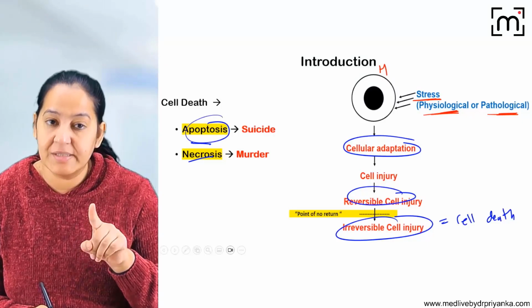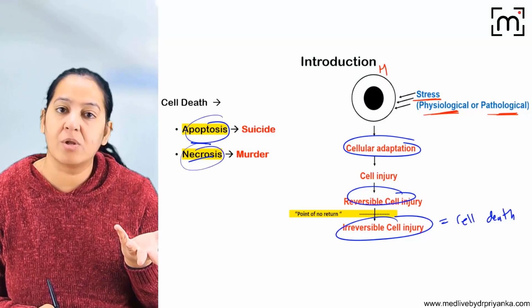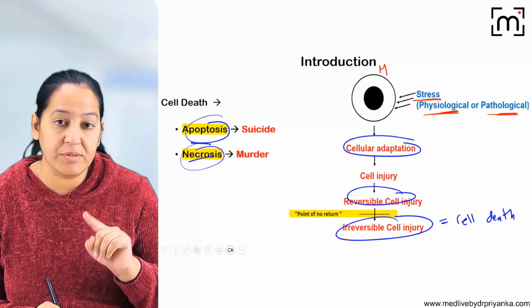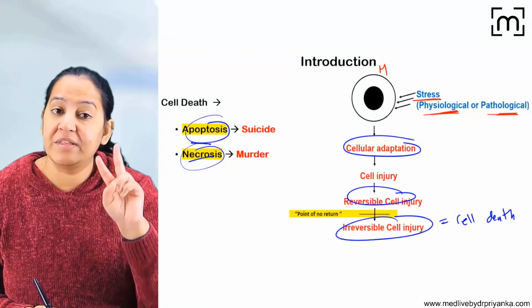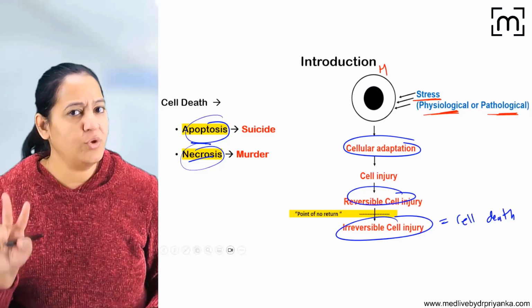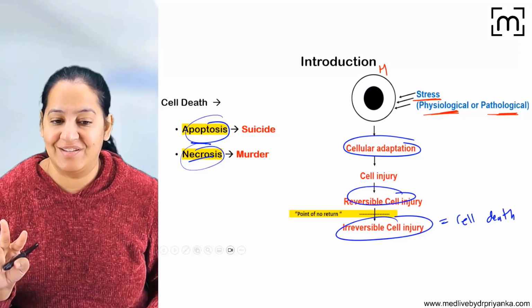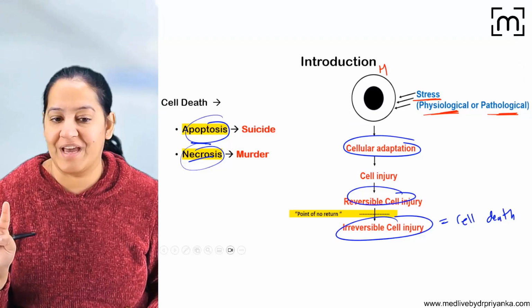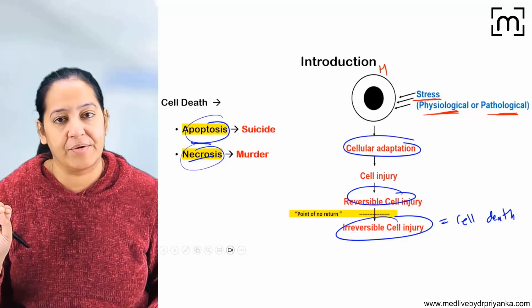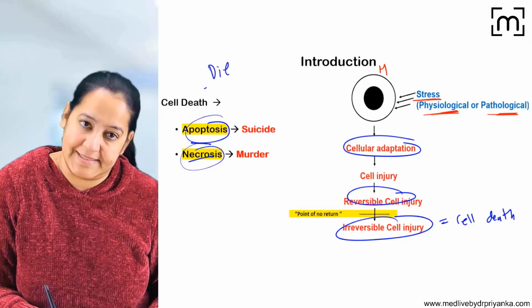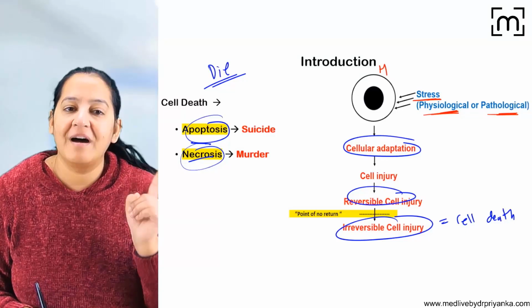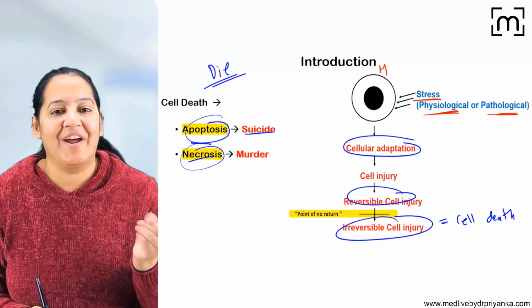I request all my dear students to watch a lecture on necrosis also after this. I have a lecture on necrosis also in the app. So please watch the two lectures together. So you will get a difference between the two types of cell death. So there are two types by which the cell can die. The death of the cell can occur by one of the two mechanisms, either by apoptosis or by necrosis. You may be thinking, what is the difference between them? Ultimately, the cell is dying. Yes, in both of them. But apoptosis is suicide and necrosis is murder.